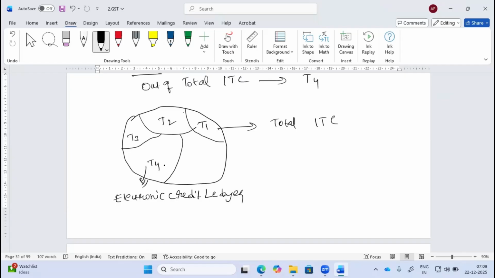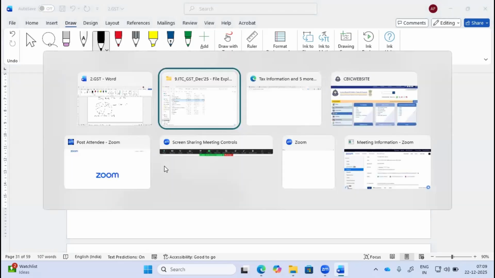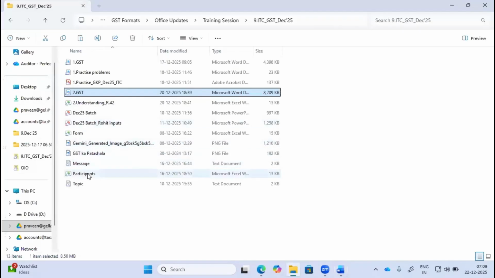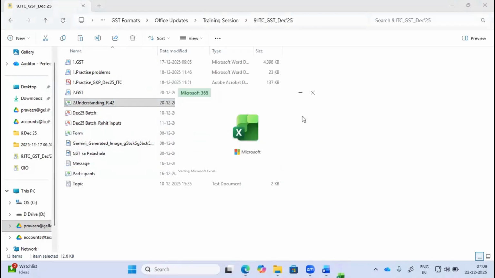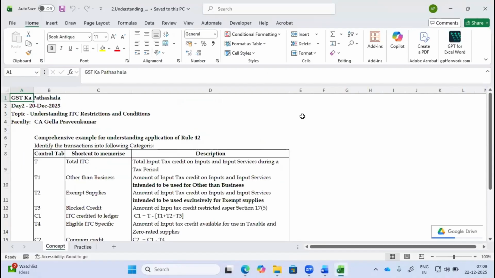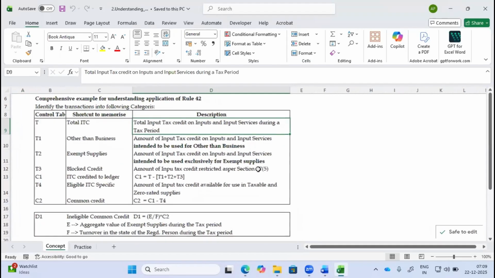I'll just show you the Excel file which I've shared the other day. Is the Excel file visible, Shiv? Yes, sir. It's visible. Yes, sir.